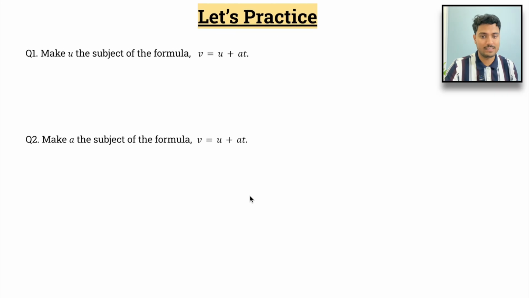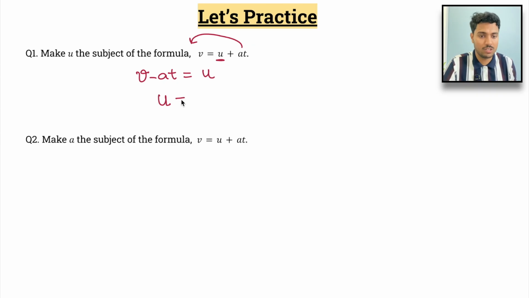Question number 1, it says make u the subject of the formula. So we have the equation v equals u plus at. We have to make u the subject of the equation. In this case, we have to keep u and transpose all the other terms to the other side. So we have at additional here. So let's transpose at to the other side. So we can write v minus at is equal to u, and hence u is equal to v minus at, and that's the answer. Let's check the next one.